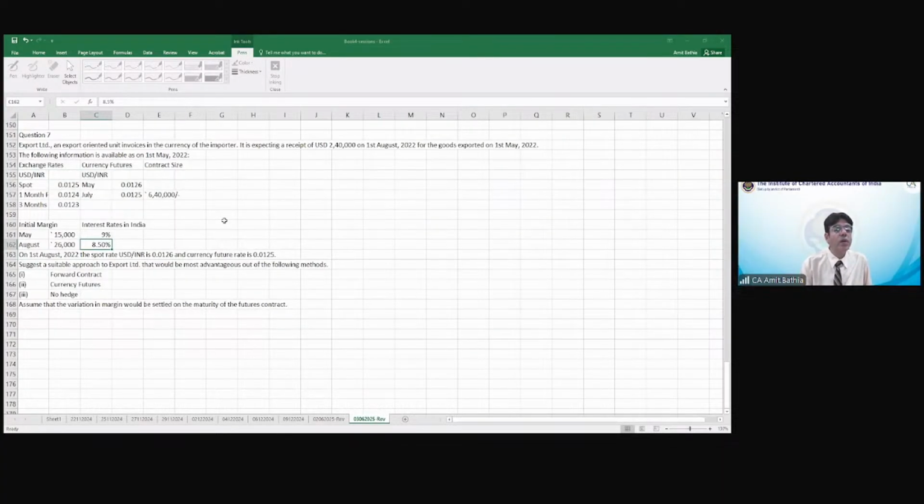Suggest a suitable approach to export limited that would be most advantageous out of the following methods. First is forward contract, second is currency futures, and third is no hedge. Assume that the variation in margin would be settled on the maturity on the futures contract. Now, this question was being asked in one of the previous examinations. I have taken this question from an examination question itself. It was there in our CA final exam May 2023, where this was a 6-mark question.